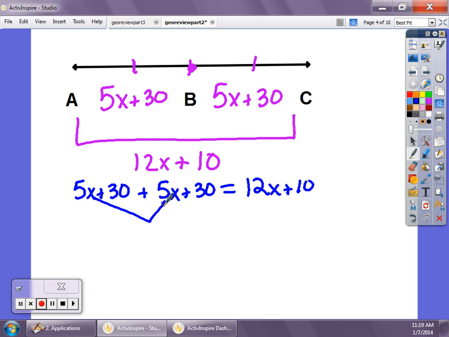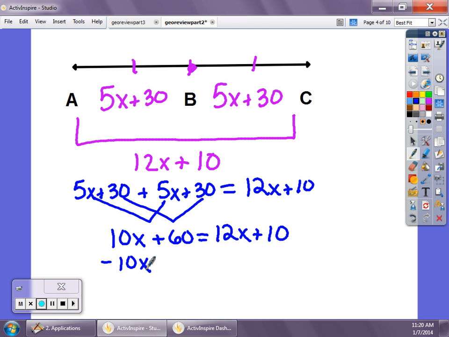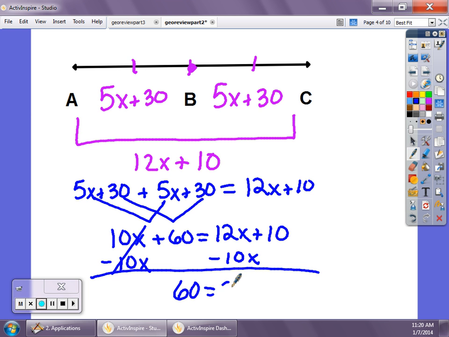5x and 5x is 10x. And I'm combining like terms because they're on the same side. 30 plus 30 is 60 equals 12x plus 10. What would you like me to move? Go ahead, Richie. Okay, I'm going to move the 10x. And I subtracted because it was positive. So to move it, I need to make it negative. And because that cancels and makes a 0. 60 equals 2x plus 10. What would you like me to do now?